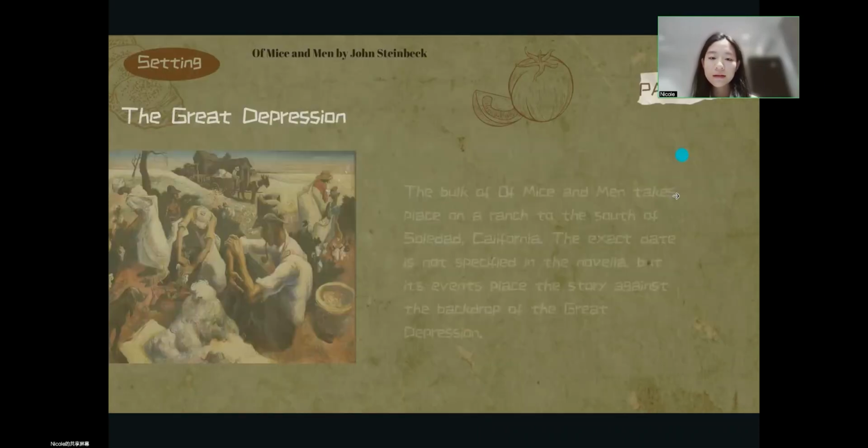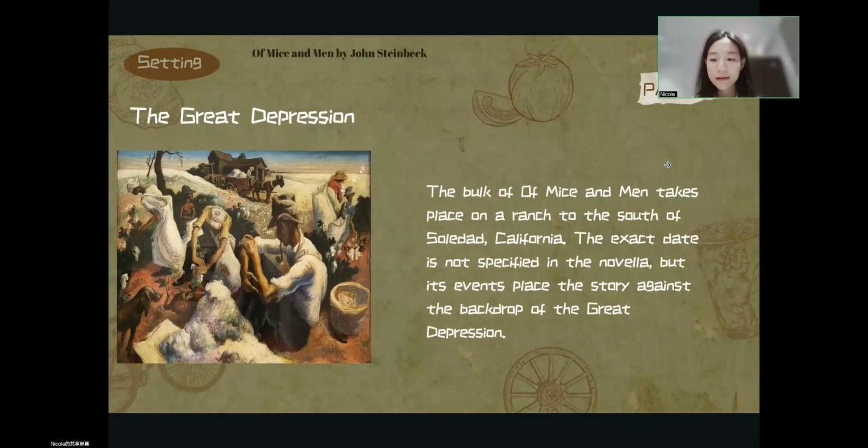And about the setting of this story, the book Of Mice and Men takes place on a ranch on the shores of Soledad, California. The exact date is not specified in the novella, but its events place the story against the backdrop of the Great Depression. During the 1930s, the farms and ranches around Soledad were a major destination for agricultural workers turned homeless by economic and ecological turmoil across the United States.